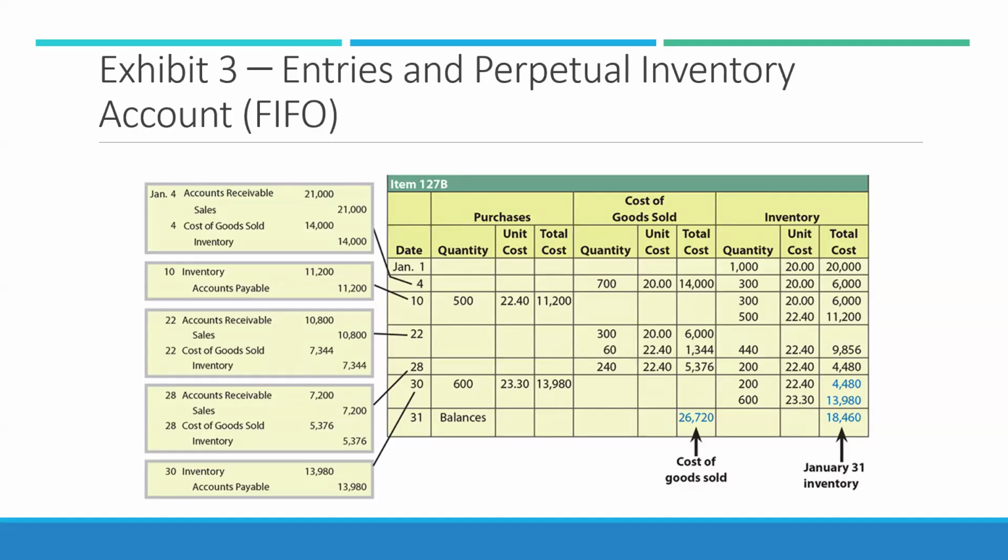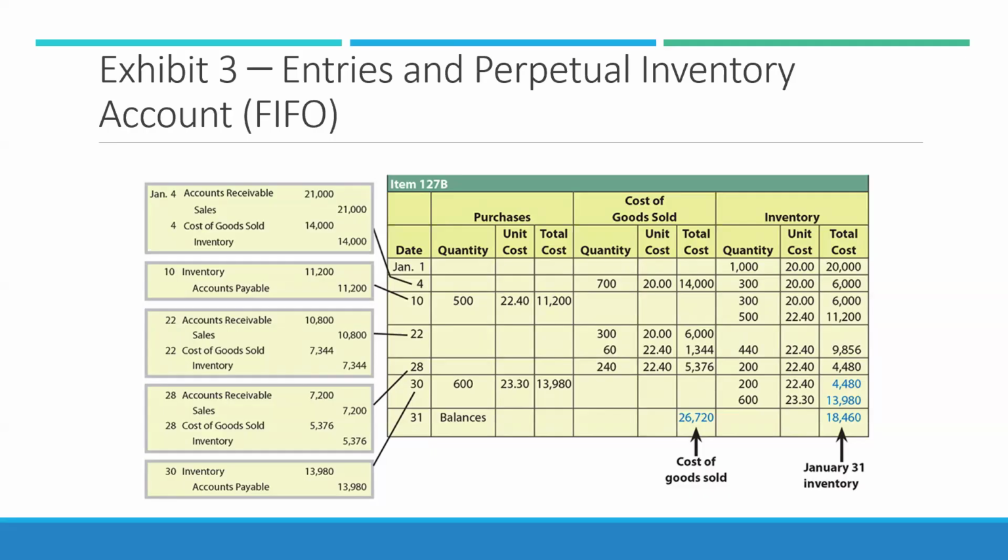And then another sale only of the 22.40 inventory. And then a purchase at the end of 600 at $23.30. And then our ending inventory is our 200 of the 22.40 inventory that's left, 600 of the $23.30 inventory that's left, and then we come out to our cost of goods sold.